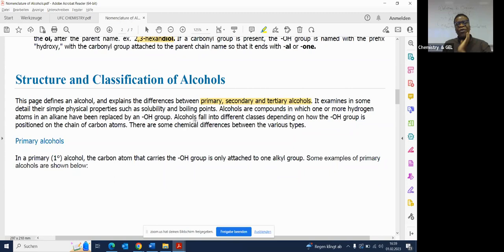Like I've said earlier on, alcohols fall into different classes depending on how the OH group is positioned on the chain of carbon. Remember, it is the functional group on the carbon atoms. There are some chemical differences between the various types. Don't worry about that. We're interested in nomenclature and the structural formula. Primary alcohols. In a primary (1 degree) alcohol, the carbon atom that carries the OH group is only attached to one alkyl group. Some examples of primary alcohols are here.